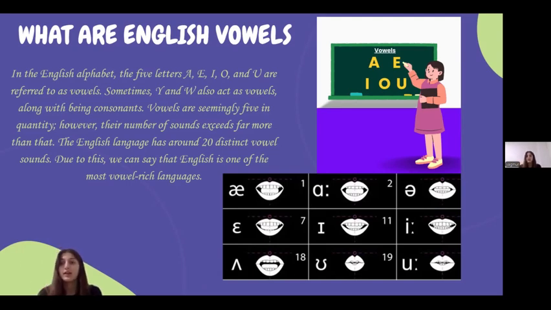In the first picture, you can see the vowels, and in the second, you can see the shape of our mouth when we pronounce vowels. I think most people think it's too hard. So why are vowels hard to pronounce?